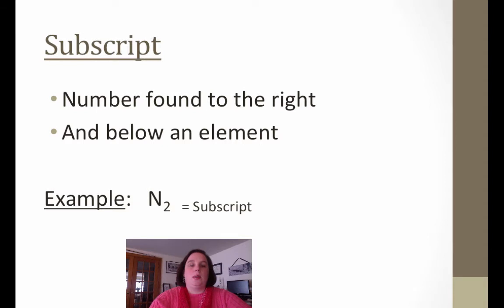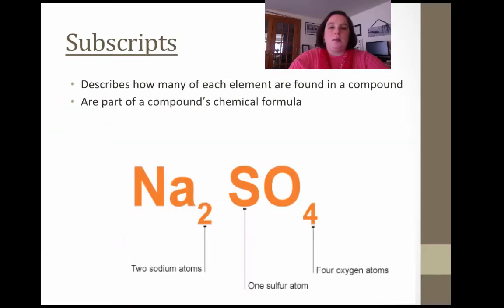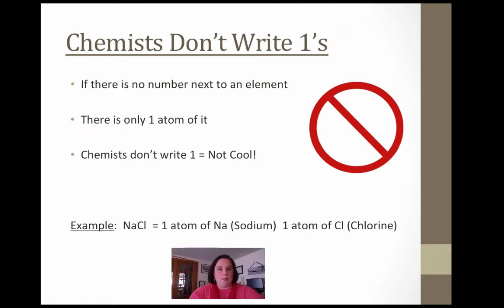So what is the subscript? Well, first of all, it's the number found to the right and below an element, and I've got it labeled for you here. So N2, where the 2 is the subscript. Subscripts describe how many of each element are found in a compound, and they are all part of a compound's chemical formula. What I'm showing you down here is 3 subscripts. You've got the 2 for sodium, you've got the 4 for oxygen, and believe it or not, you have a 1, even though it looks invisible to you, there for the sulfur, and I'll get into that.